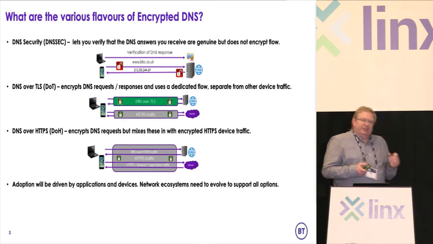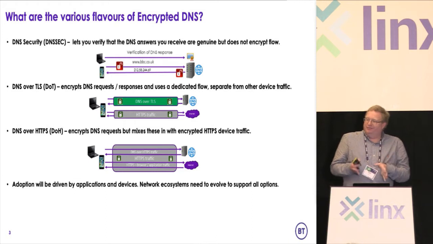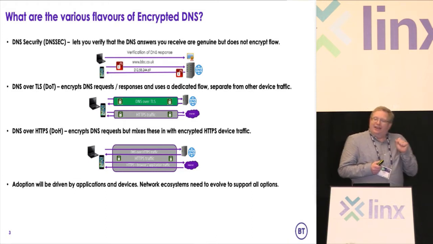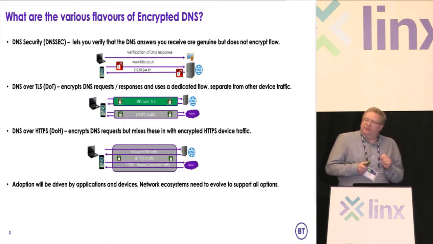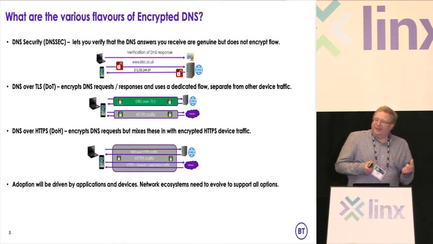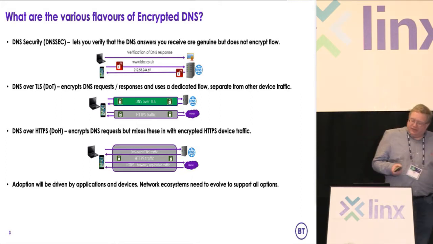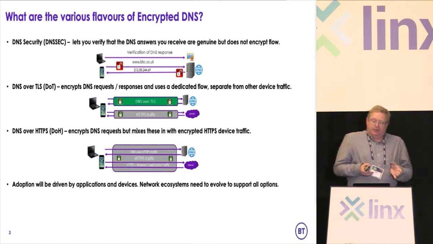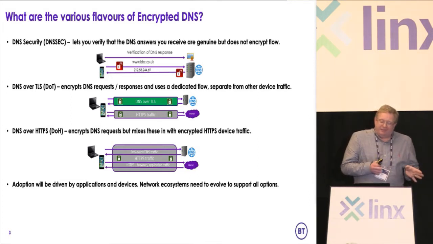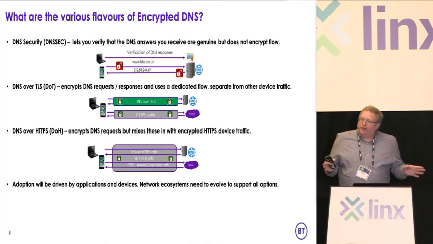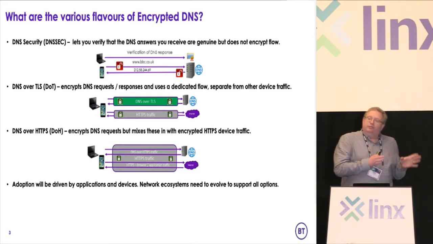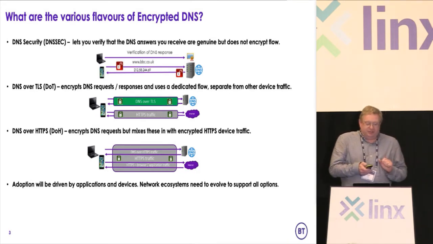Then you're going to come on to DNS over HTTPS, which I'm going to focus on today. And this also encrypts DNS requests and response, but cleverly it mixes them in with HTTPS on port 443 to make them indistinguishable. I believe the adoption here is going to be driven very much by the applications, but I believe network operators and the wider ecosystem need to evolve to support all of these options.